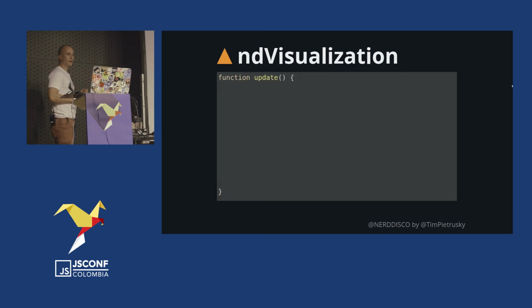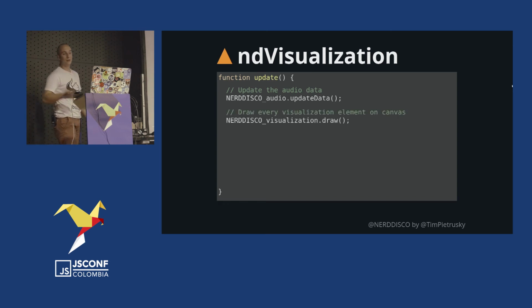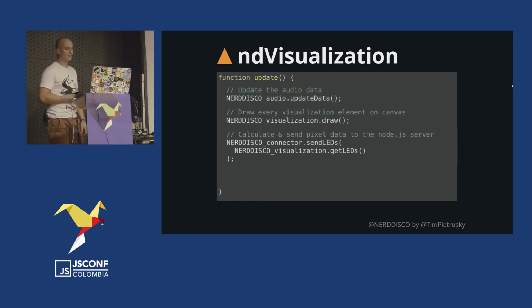So we look at the update function again. And yeah, we have the audio. We draw something on the canvas. And this is the interesting code to send the data. The getLEDs function does all the calculation based on what I select on the canvas using the ND selector. And the connector sendLEDs is just an abstraction for WebSockets, so I don't explain how this works. And yeah, we have the set timeout and the request animation frame.